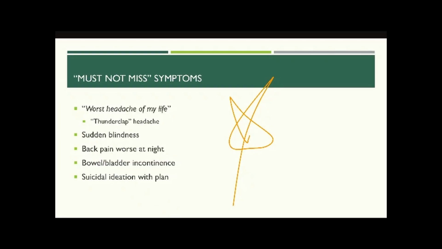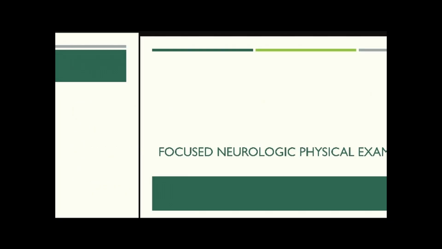They may lose bladder and bowel function. And then obviously suicidal ideation with plan. That's one you don't want to miss. You know, so yes, I thought about hurting myself and I have a bottle of Tylenol in my car. That means they actually have a plan to do something. They actually went and bought something. You don't want to miss those things.